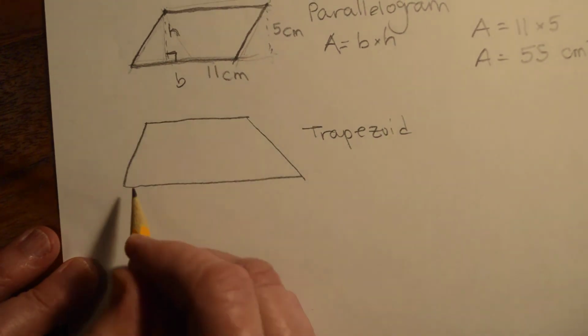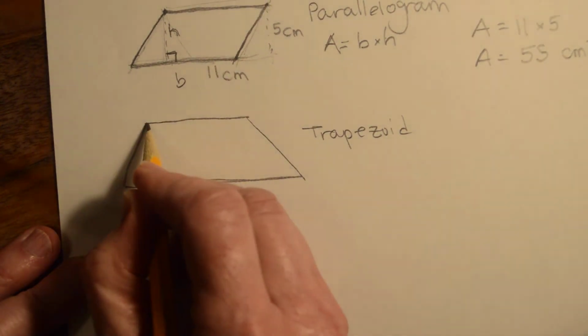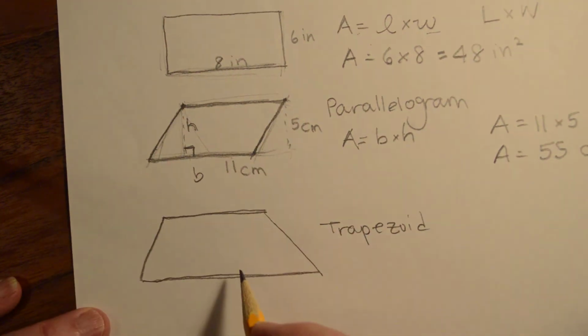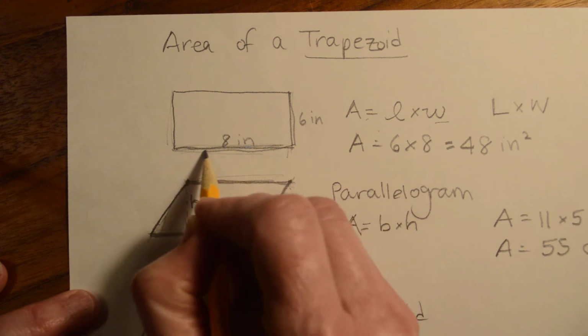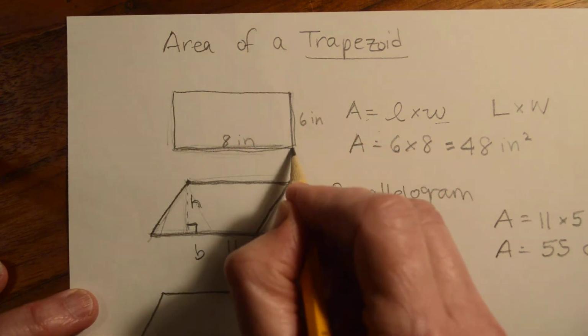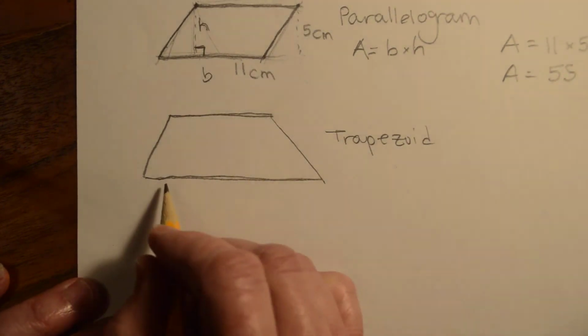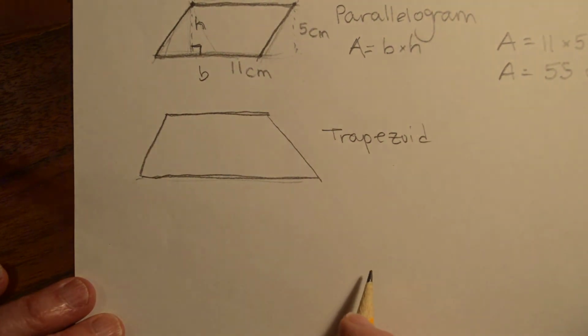All right, exactly one pair of parallel sides instead of exactly 2 pair of parallel sides like we have here in the parallelogram or in the rectangle. Sorry, I should have drawn it like this. Parallel, parallel. Okay, so in a trapezoid we only have 1 pair of parallel sides.